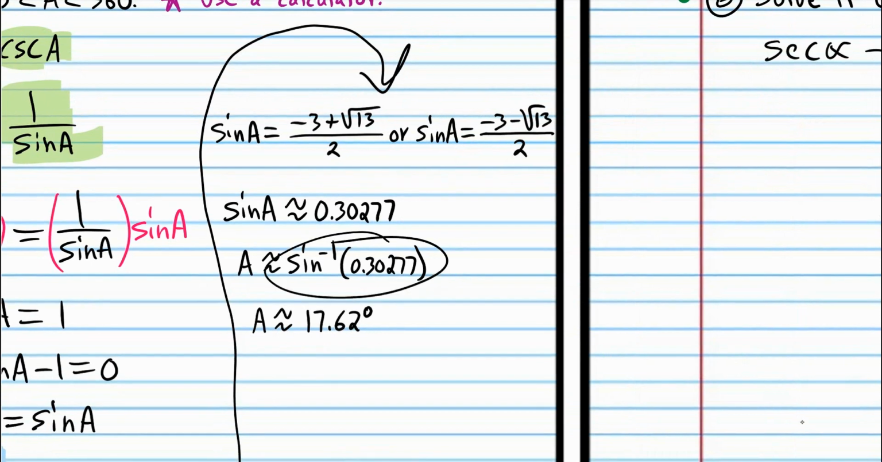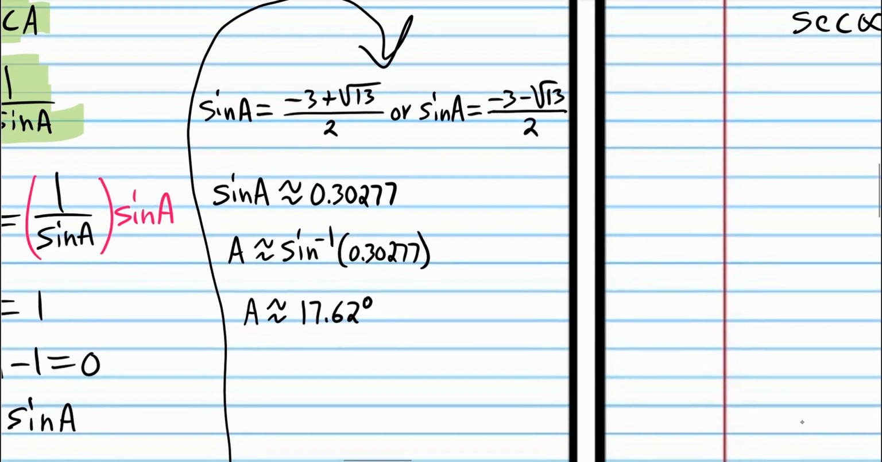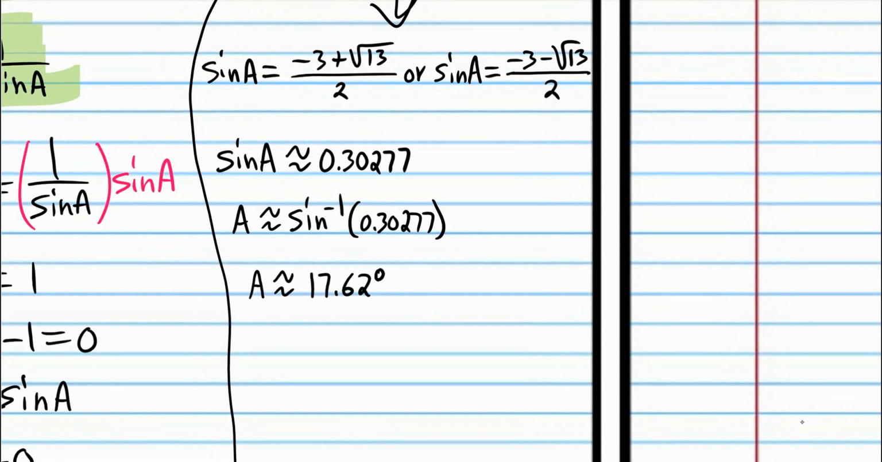So you want to enter this in your calculator. If you have an iPhone, you're going to enter this number first, and then you're going to push the sine inverse button. And make sure that you're in degree mode. If you're not in degree mode, push the mode button at the upper left and change to degrees.